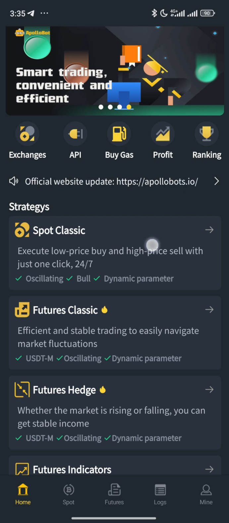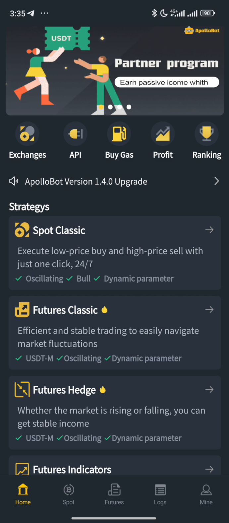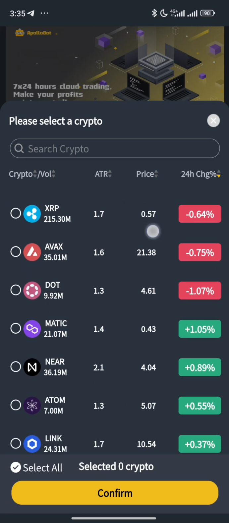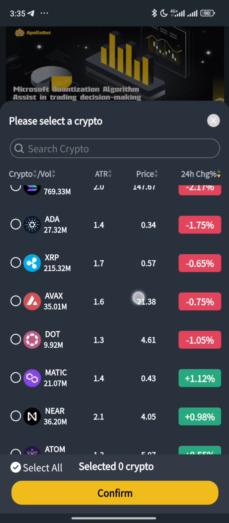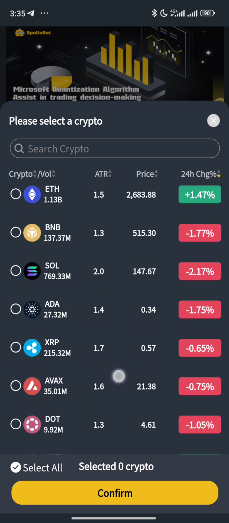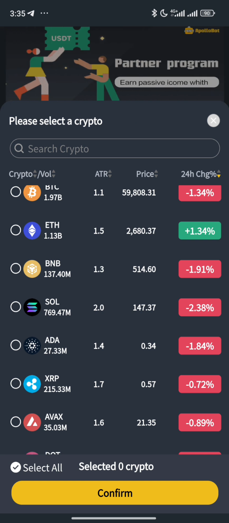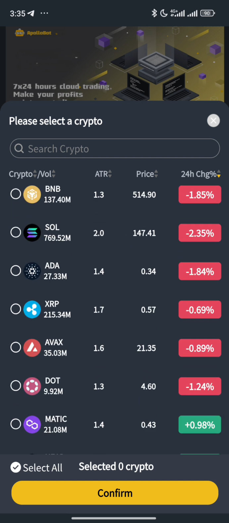So you want to trade spot, you come to the spot classic, you tap on the spot classic, and you will notice something immediately. You will see a list of coins. Now in the Apollo bot, the AI has done its job very well by selecting very good coins, over 115 coins selected from the exchanges, from the top 10 exchanges actually. So every coin you see on this list has a very good use case.